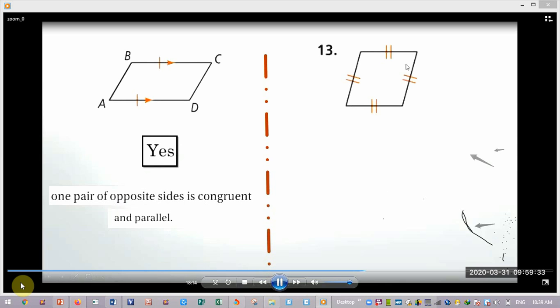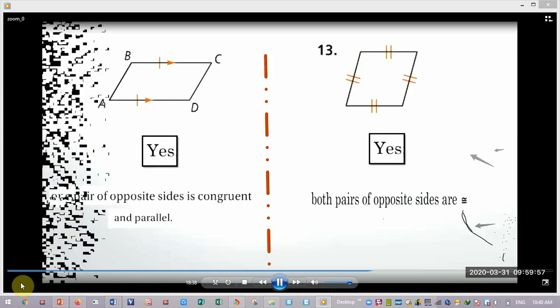This one is a parallelogram. Check. This side is congruent to this side, yes. This side and this side are congruent, yes. And the other, this side and this side congruent, yes. Each two opposite sides are congruent. It's called a parallelogram. Both pairs of opposite sides are congruent.